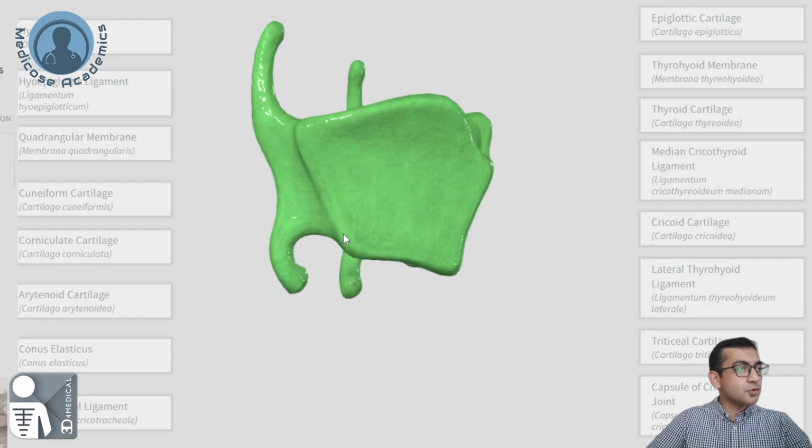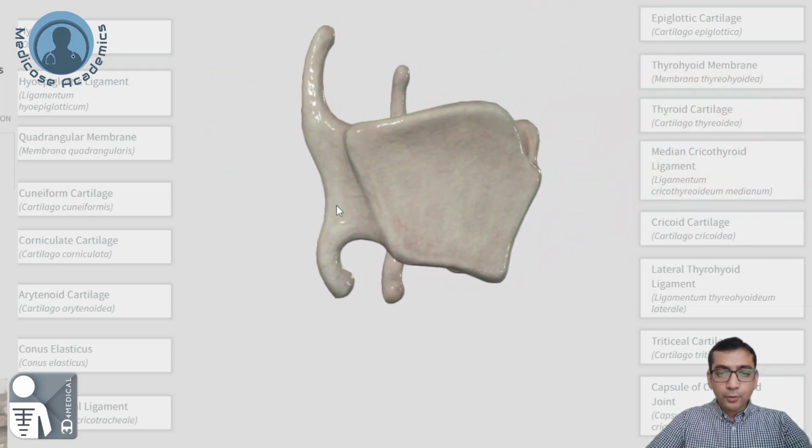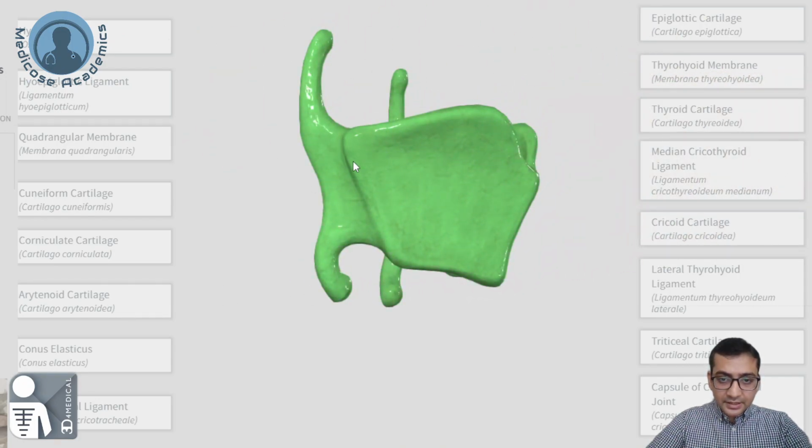This line that is going, this is known as the oblique line, oblique ridge, and on both ends of the oblique ridge, there is a raised area here and there is a raised area here. Both will be known as tubercles of the oblique line. So this is about the thyroid cartilage.